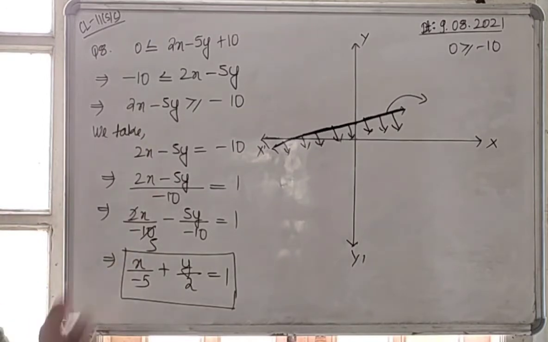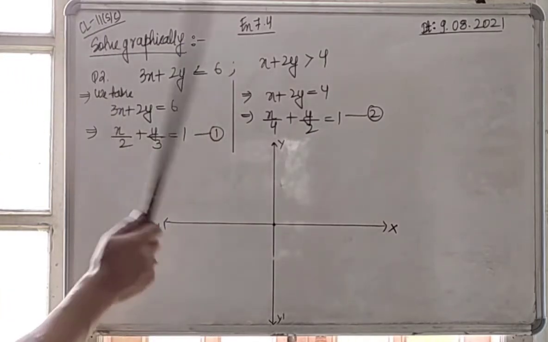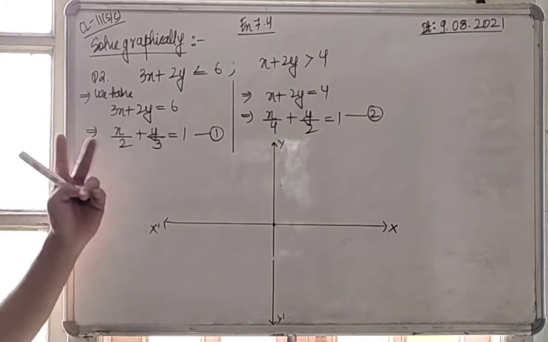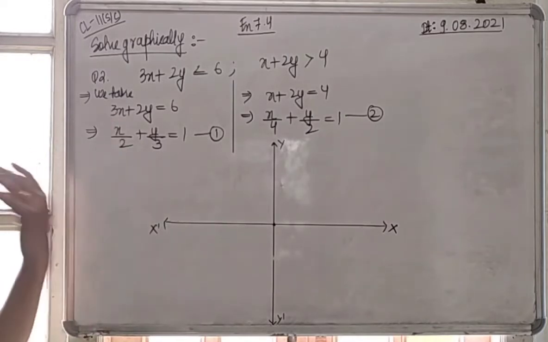Now we are moving forward to exercise 7.4. Please pause the video and note it down. All right, everyone, let's start the second exercise, 7.4. The question is again solved graphically, but instead of one linear inequation, here we have two linear inequations, which means we will be getting two straight lines, and then we have to see on which side the arrowhead will be.